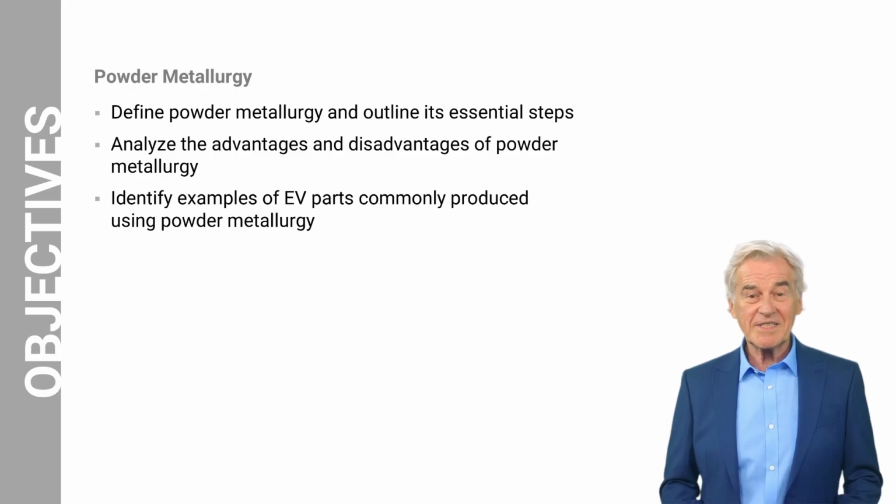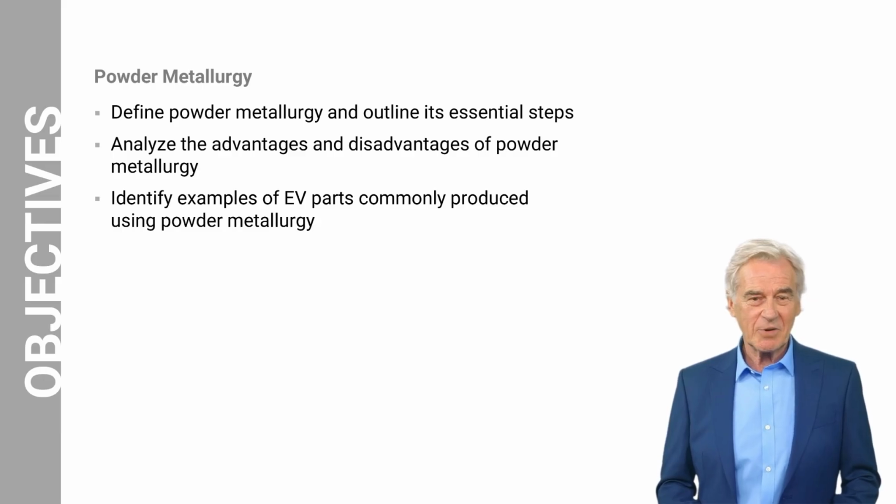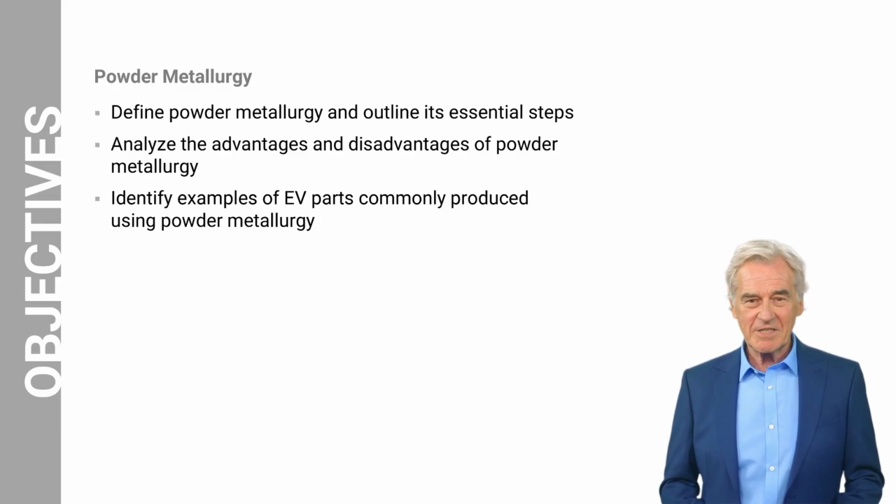Upon completing this lesson, learners will be able to define powder metallurgy and its key steps, including powder production, compaction, and sintering. Learners will also analyze the advantages and disadvantages of powder metallurgy and identify examples of parts commonly produced using this process.